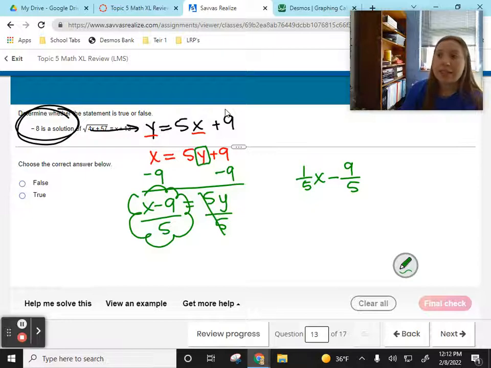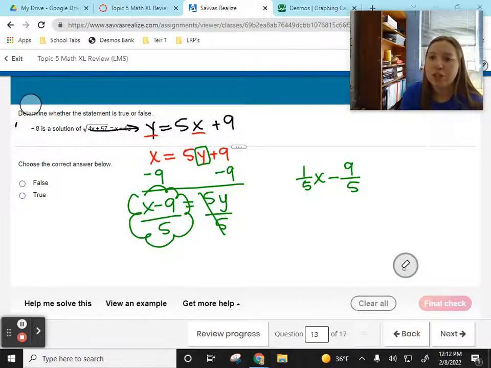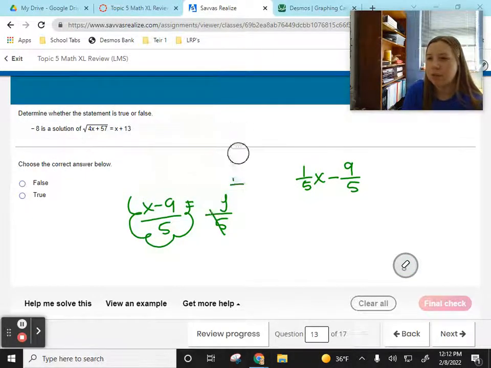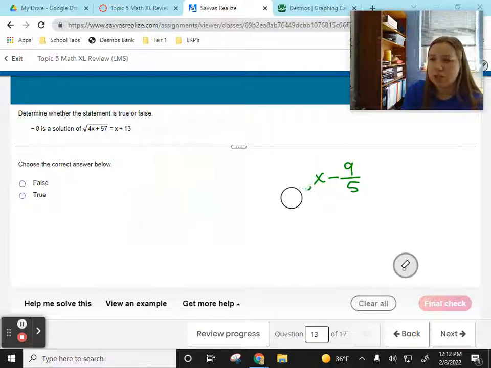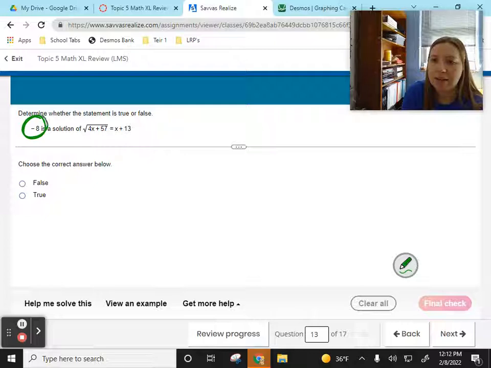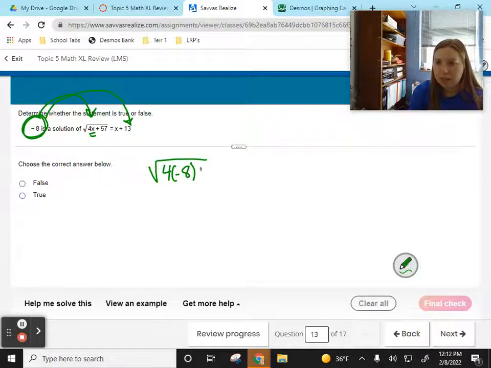Number 13 is determining whether or not a number provided to us is the solution. So what we want to do is take this number here, negative 8, and plug it in for x into our equations wherever we see it. And then we're going to make a judgment based on what we find. So this x right here is going to turn into negative 8. 4 times negative 8 plus 57.